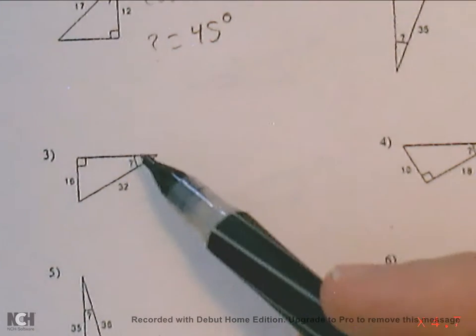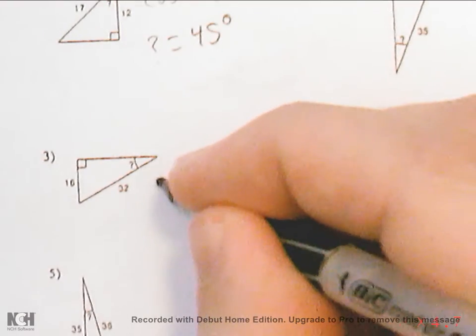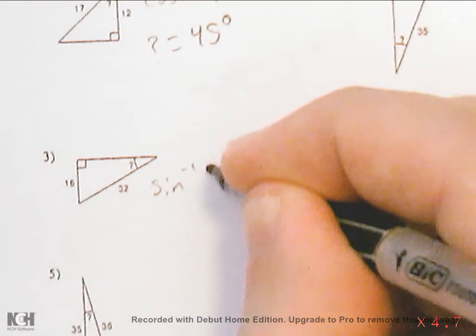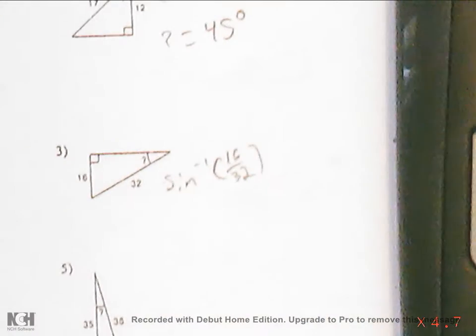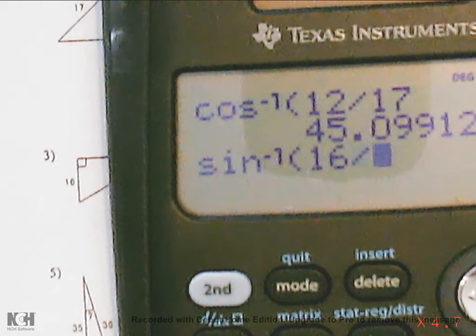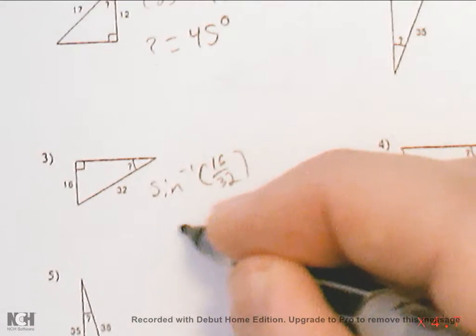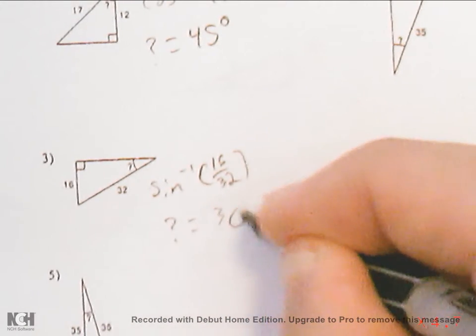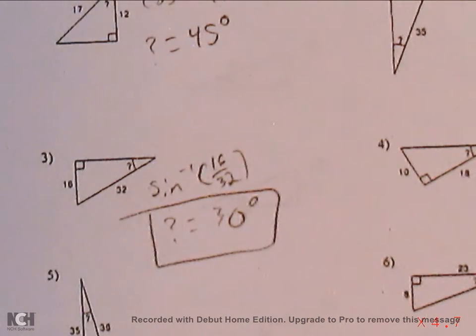Let's look at another one. Let's look at this one right here. This time I have the opposite side and the hypotenuse. So again, this time I'm going to use sine. So the inverse of sine, and then I would put in my ratio, so 16 over 32. Okay, so sine inverse of 16 divided by 32 is going to be 30. So 30 degrees would be what my question mark is equal to. Okay, this actually goes pretty quick, doesn't it?